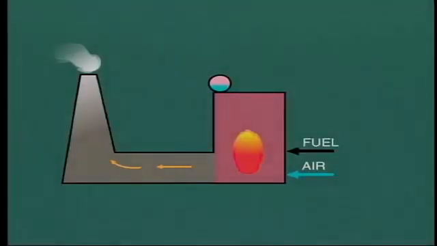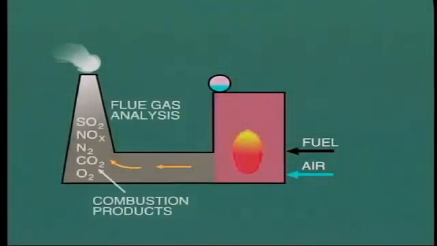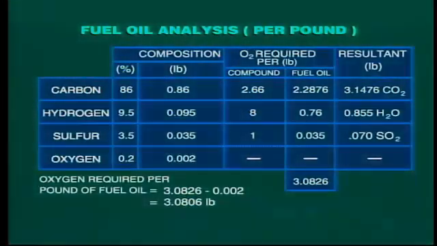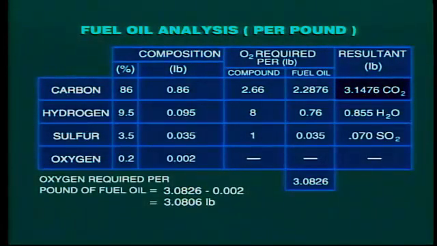The best way to monitor the effectiveness of combustion is to analyze the constituents of the flue gas as it leaves the boiler. Referring to our previous example with the combustion of fuel oil, we noted that for each pound of fuel burned, the flue gas contains 3.1476 pounds of CO2 from the combustion of carbon, 0.855 pounds of H2O vapor from the combustion of hydrogen, and 0.07 pounds of SO2, sulfur dioxide.